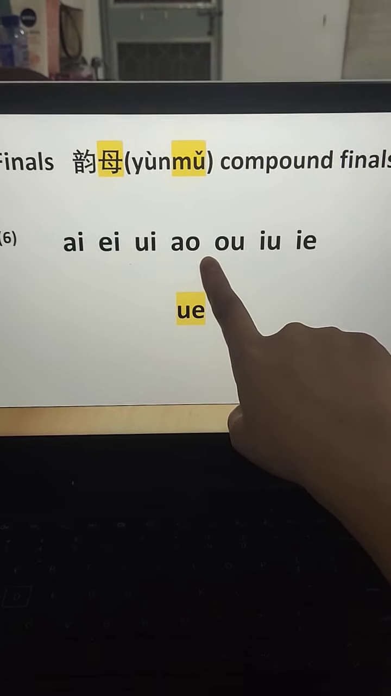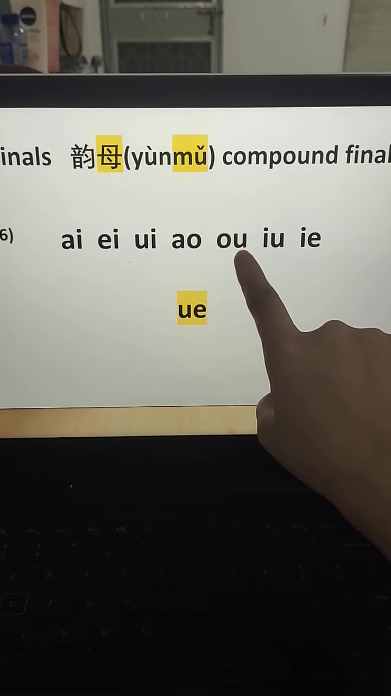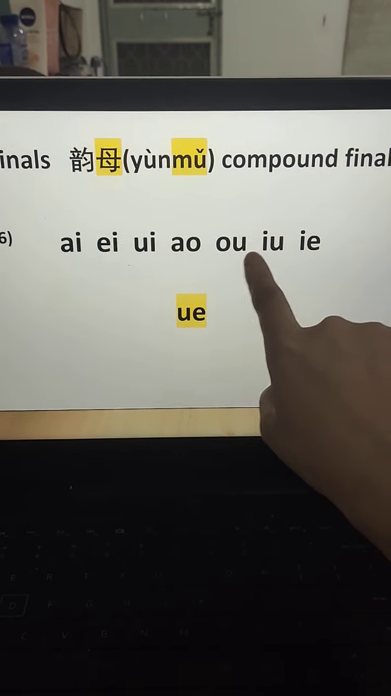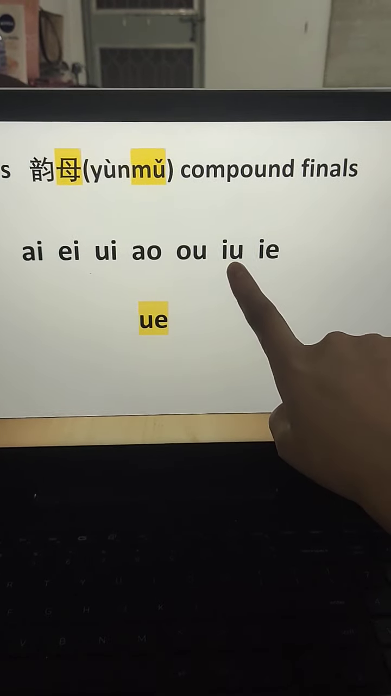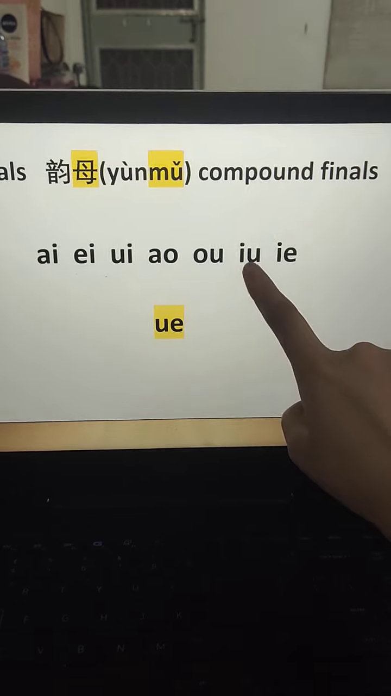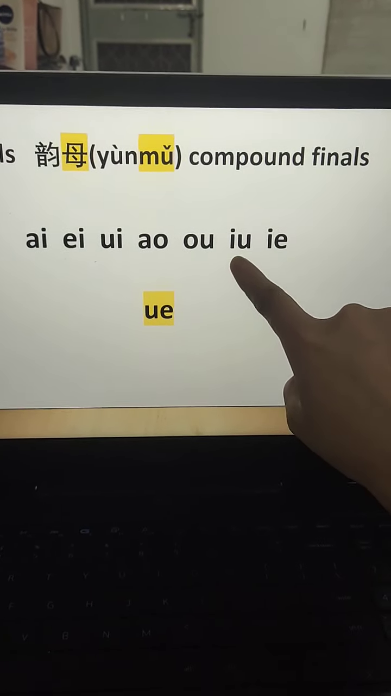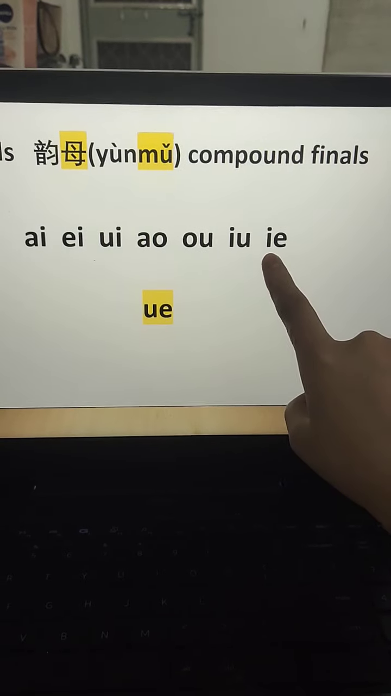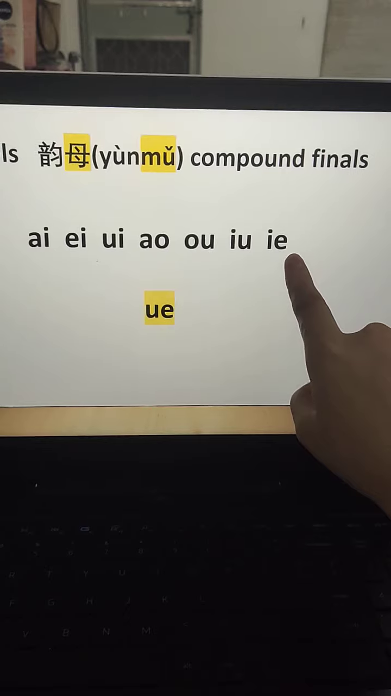Okay, how about this one? This is O, this is U, right? Together, O. Okay. How about this one? E, U, right? E, U, okay. You, right? Okay, how about this one? E, right?